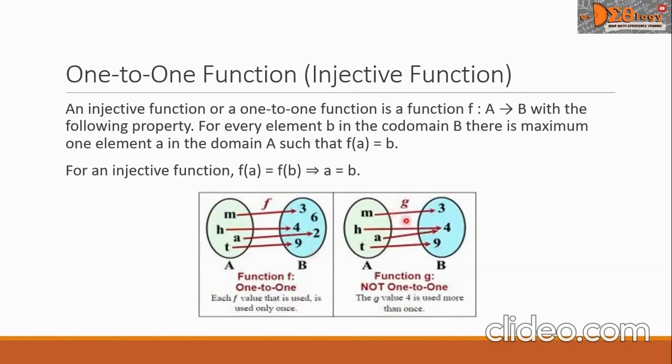Let's see function g. We have also group A and group B. This function is not one-to-one because in group B, the value 4 is used more than once.